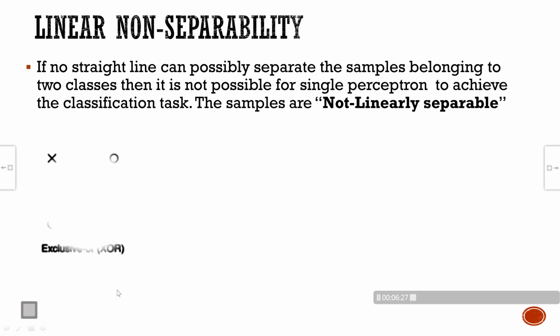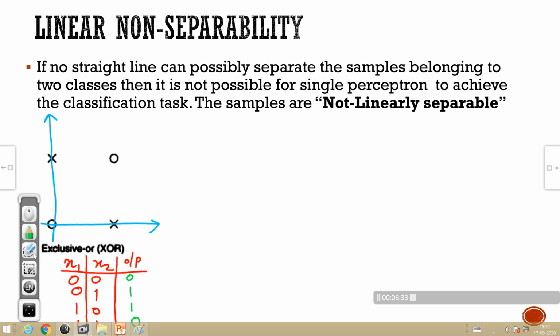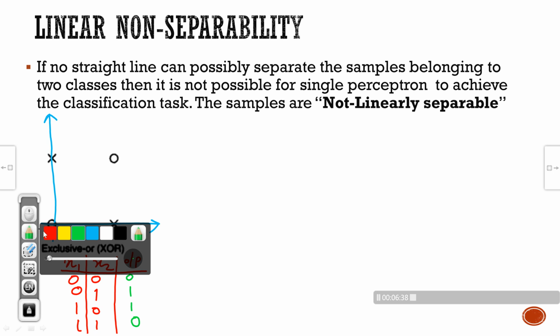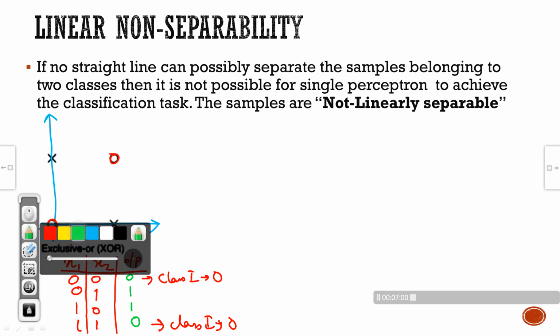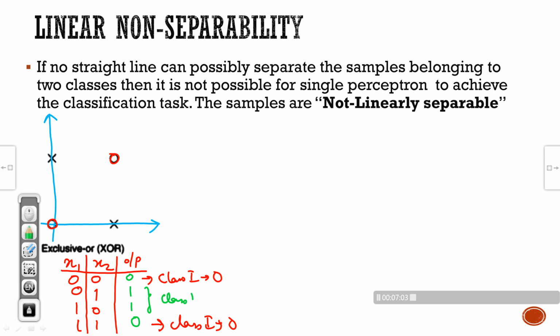The first example we take is the XOR problem. In the XOR problem, the truth table is shown, and you can see that when the inputs are 0, 0 and 1, 1, the pattern belongs to class 1, which I will denote as 0 here, and whenever the inputs are 0, 1 and 1, 0, the pattern belongs to class 2, which is denoted as X.